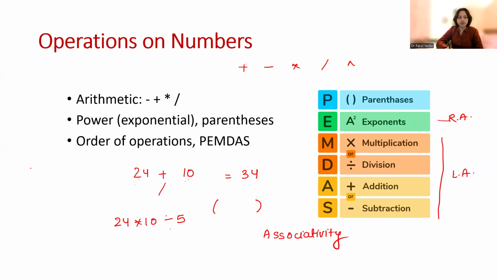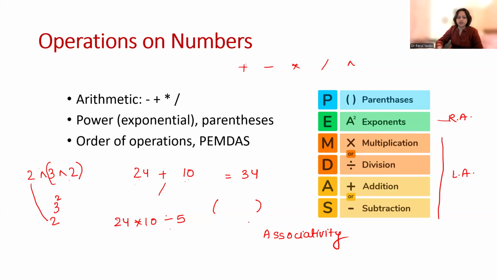So what is right associative or left associative? I'll write here. Suppose there is a number 2 to the power 3 to the power 2, right? This is the power operator, and I'm saying the power operator is right associative. Right associative means first we will compute this, so it will be 3 to the power 2 first, and then this result will be the power of 2. So this is right associative.